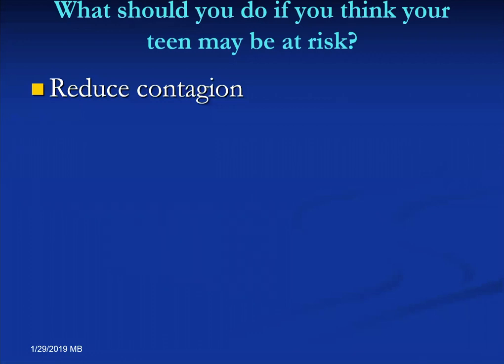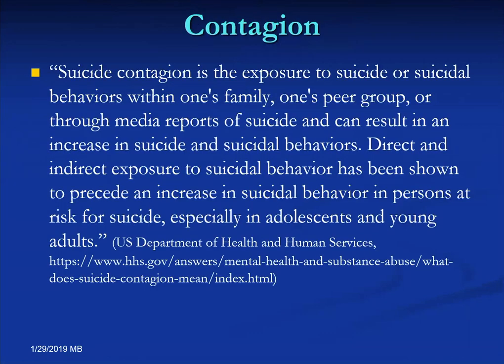So other things to do if you think your teen might be at risk is to reduce contagion when possible. Of course, none of us can reduce this entirely. But let me give you the definition first before I go over what we can do. Suicide contagion is the exposure to suicide or suicidal behaviors within one's family, peer group, or media that can result in an increase in suicide and suicidal behaviors. Direct and indirect exposure to suicidal behavior has been shown to precede an increase in suicidal behavior in persons at risk for suicide, especially adolescents and young adults.